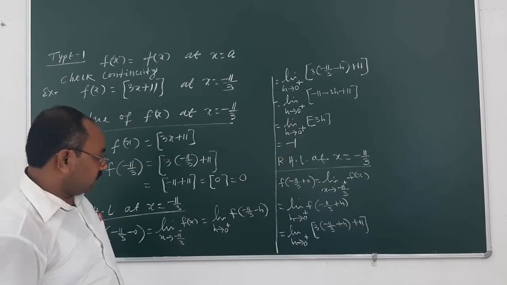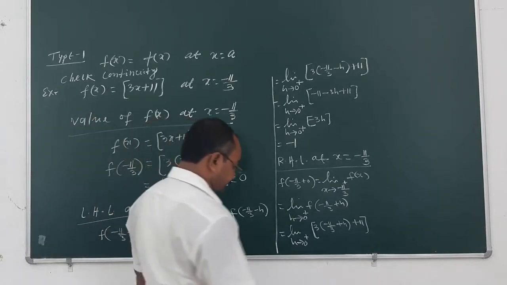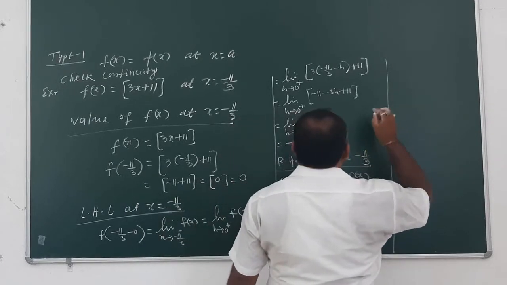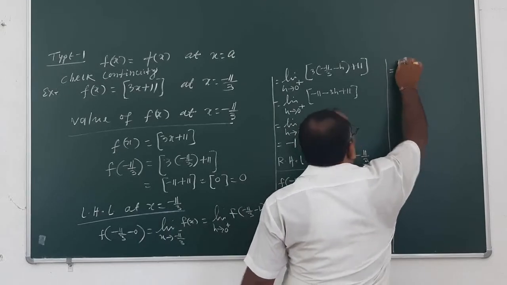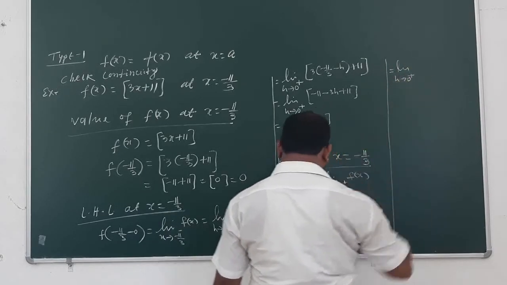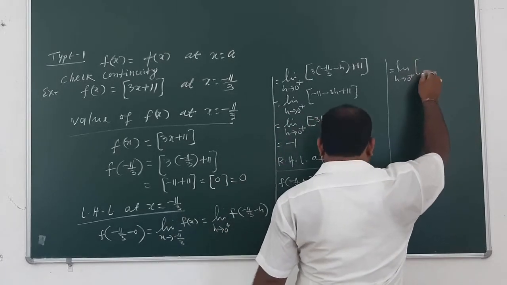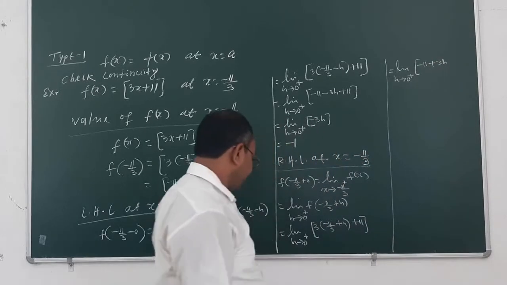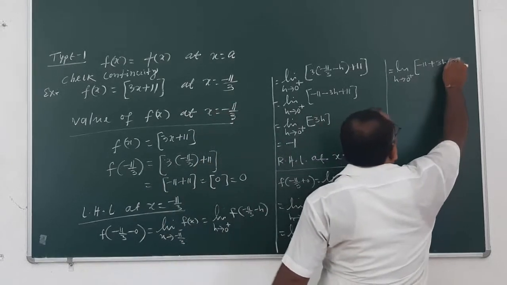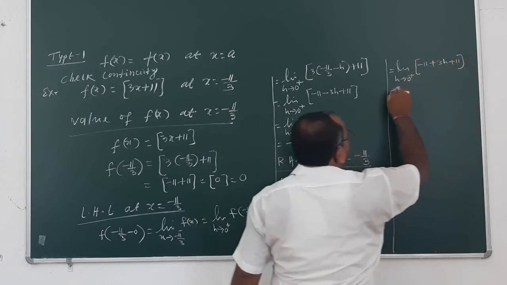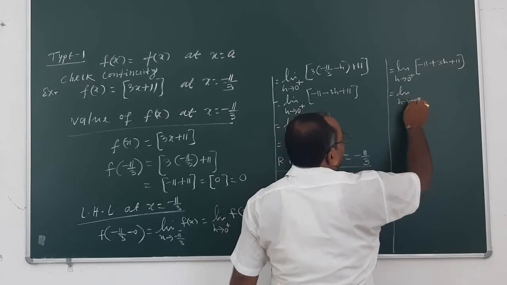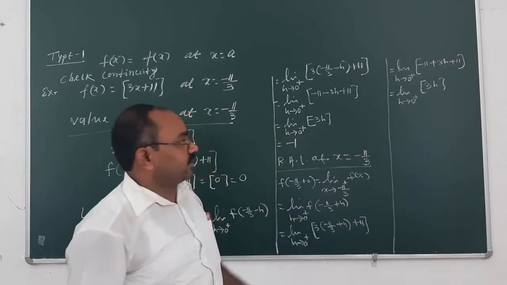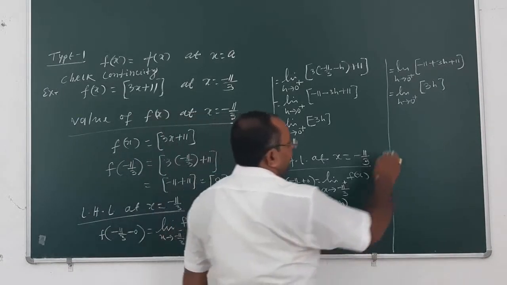Okay, so that is equal to, open the bracket, we get limit x approaches 0 plus, minus 11 plus 3h plus 11. Now 11 will cancel. The limit x approaches 0 plus 3h. Now 3h lies in the interval 0 to 1, so its bracket will be 0.